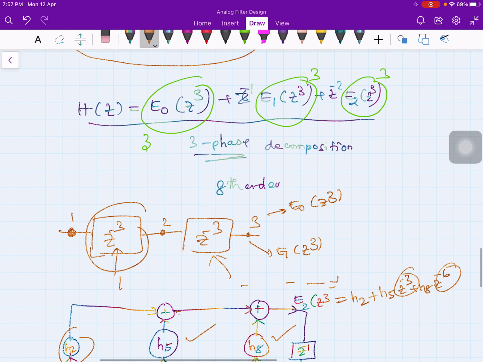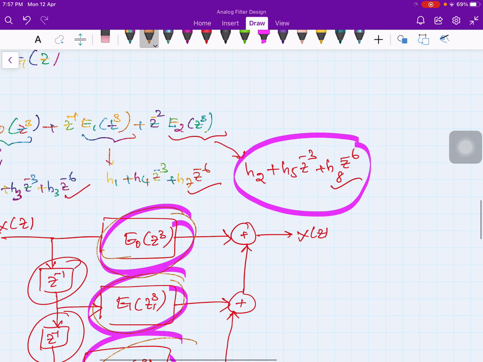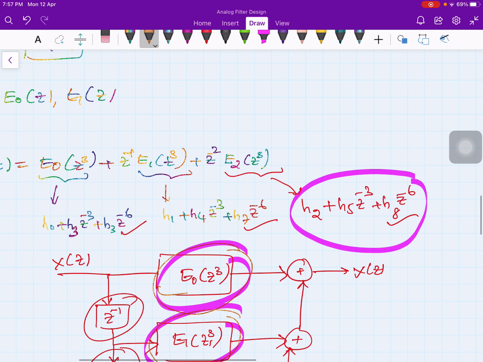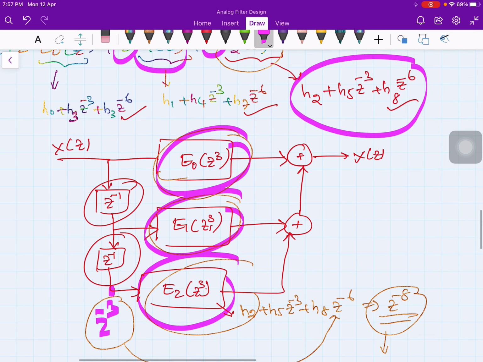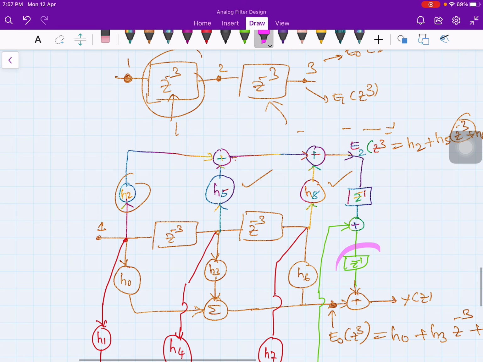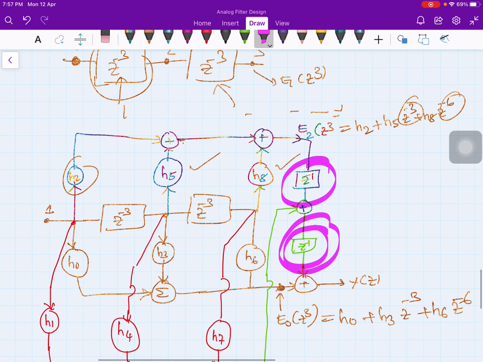But if you look at this expression, e2 of z cubed is multiplied by z to the minus 2, and e1 of z cubed is multiplied by z inverse. So that is why this z inverse is coming, and this 2 z inverse is coming because this one is multiplied by z to the minus 2. That's it.